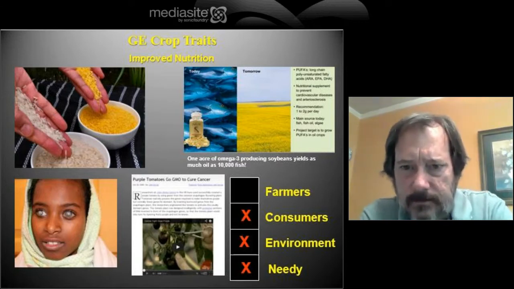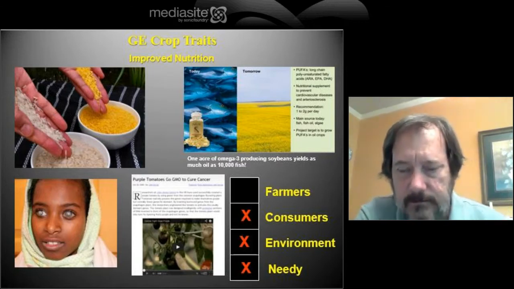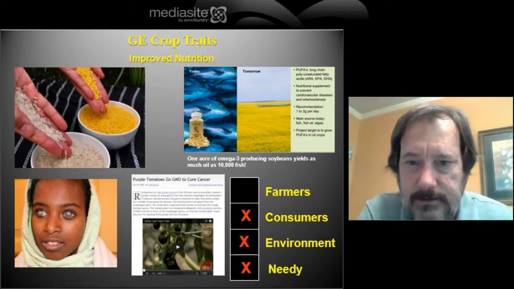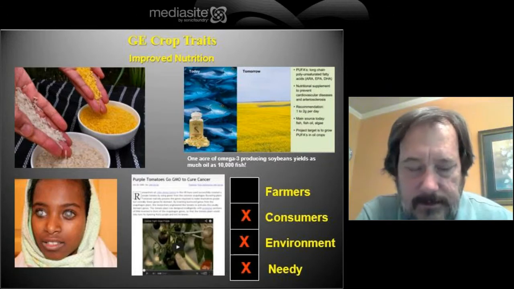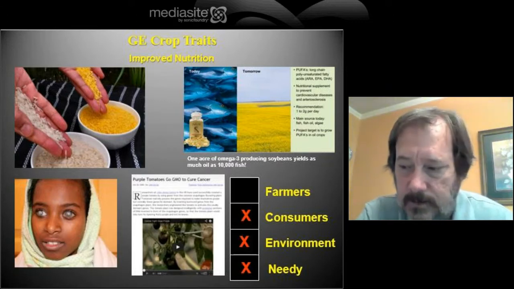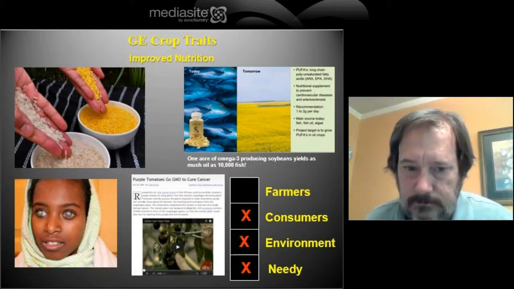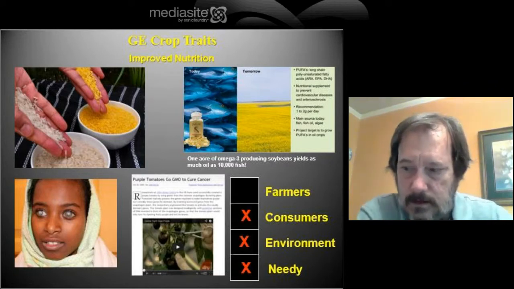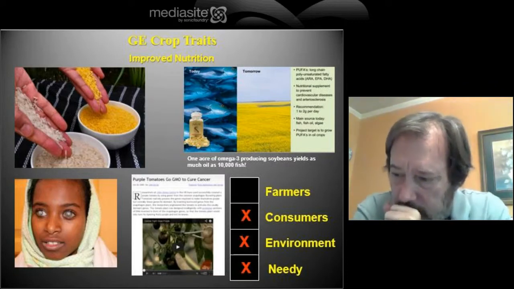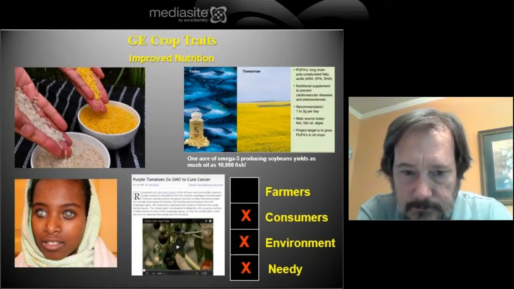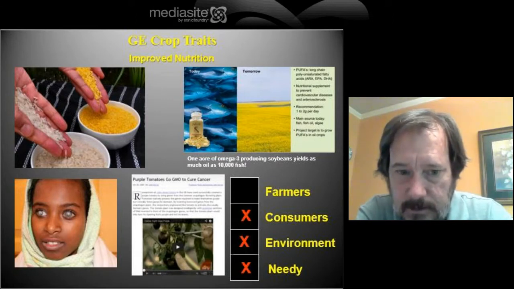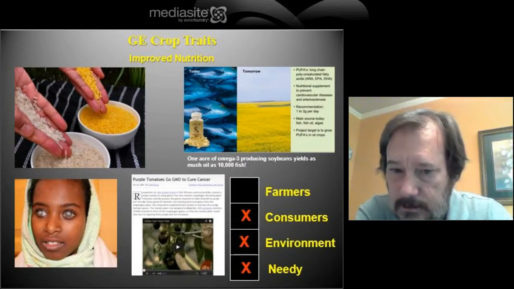Okay, improved nutrition is another group of traits that we currently see a lot of activity in biotechnology. And on the top left, you see golden rice. On the top right, you see high omega soybeans or canola and flax.